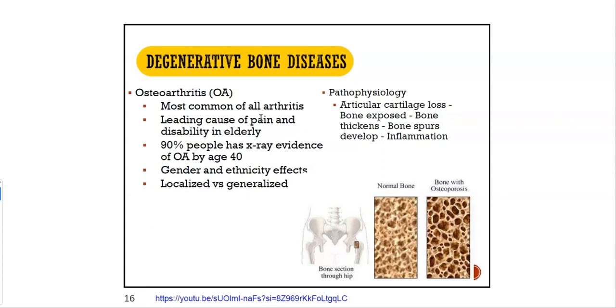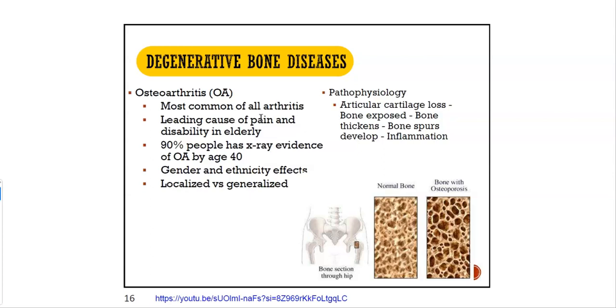It is the leading cause of pain and disability in the elderly, and believe it or not, like I said in class, 90% of people have x-ray evidence of osteoarthritis by the age of 40, and it can actually happen sooner. Again, this is often a result of a repetitive sort of activity that causes repetitive damage to an area or joint that also ends up affecting the bones. So it can be localized or generalized depending on the reason or the activity level of the patient or the person.